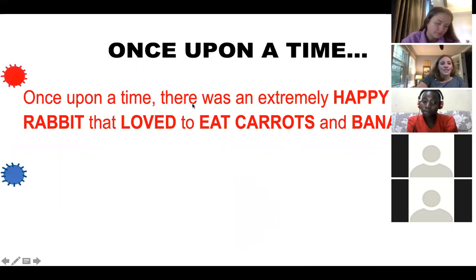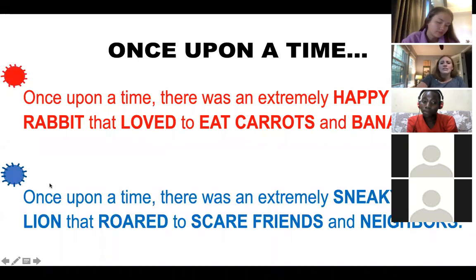Once upon a time, there was an extremely happy rabbit that loved to eat carrots and bananas. And that represents the red virus. Now there's going to be a blue sentence. Once upon a time, there was an extremely sneaky lion that roared to scare friends and neighbors. 2 very simple sentences.